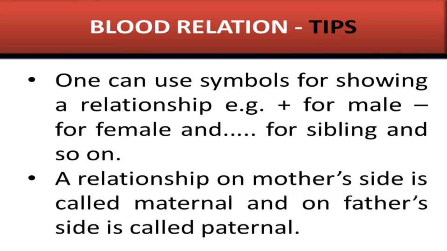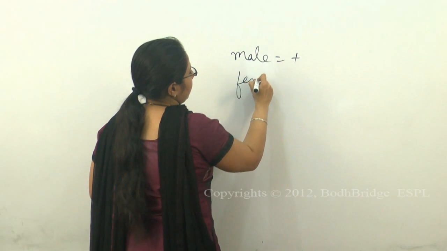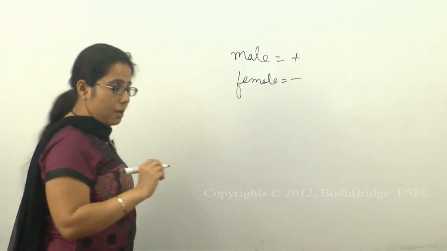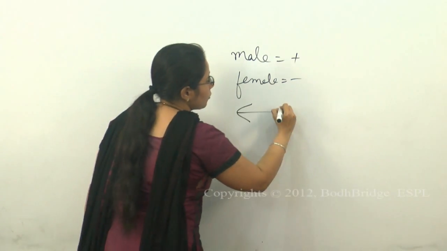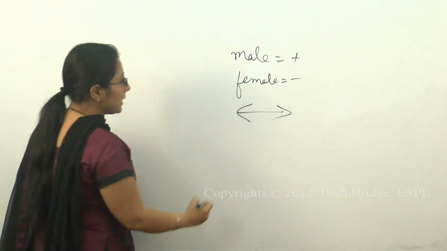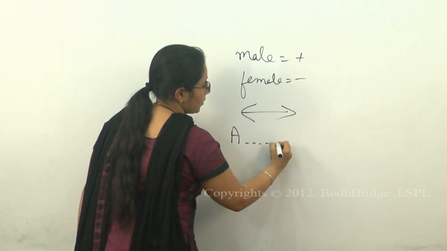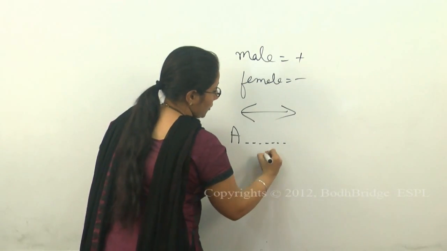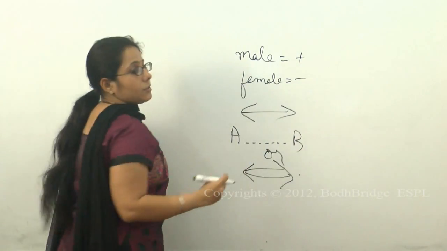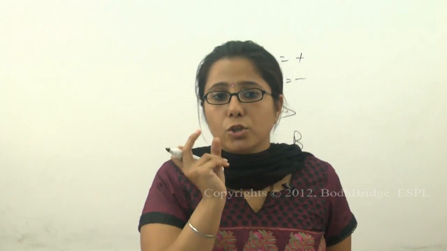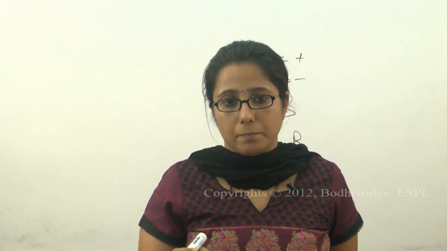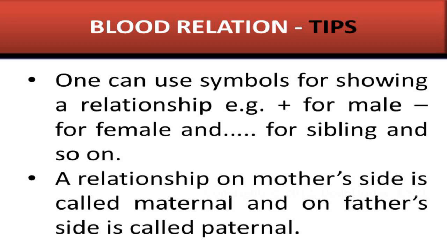Third, one can use symbols for showing a relationship. For example, for male, you can show this symbol. For female, you can show minus. For a married couple, you can show double arrows. For siblings, you can show dotted lines, or you can show double arrows. This way you have to make use of symbols for showing a relationship. You have to remember one more thing. The relationship on mother's side is called maternal, and on father's side it is called paternal.